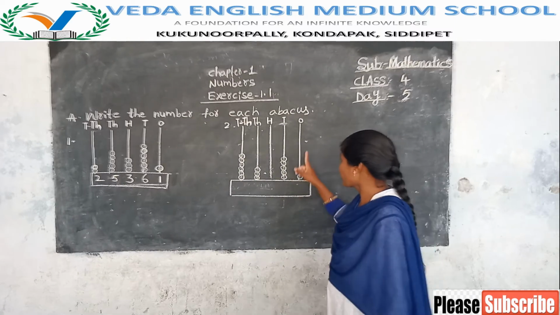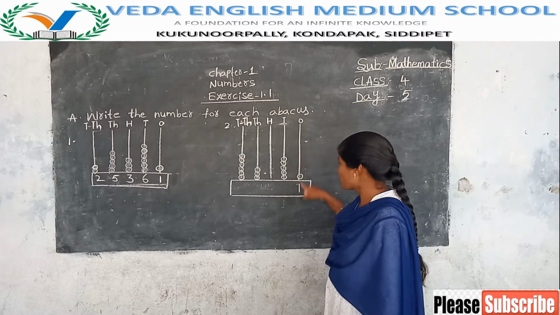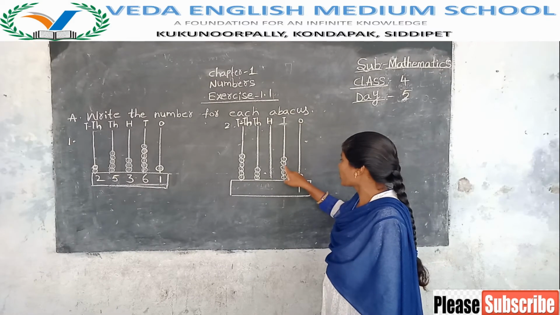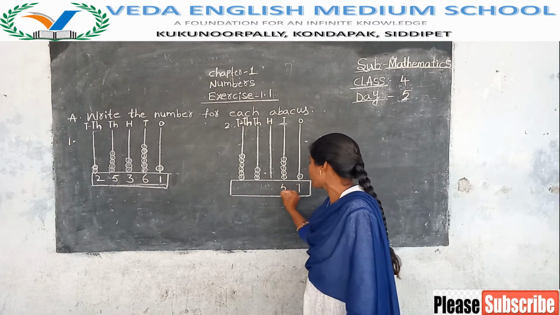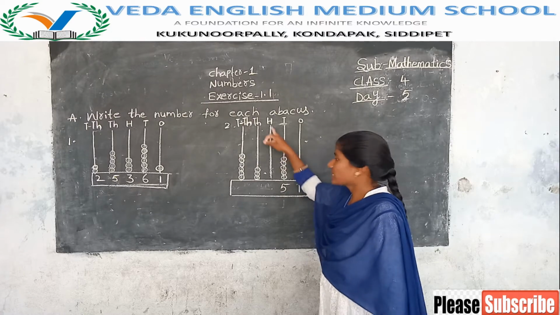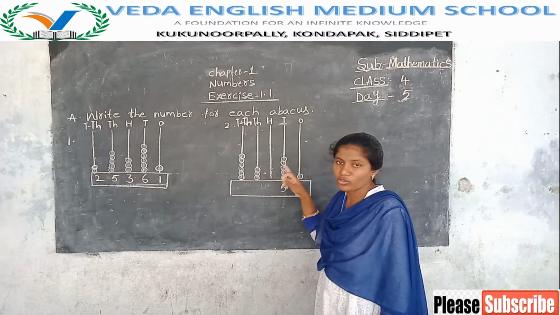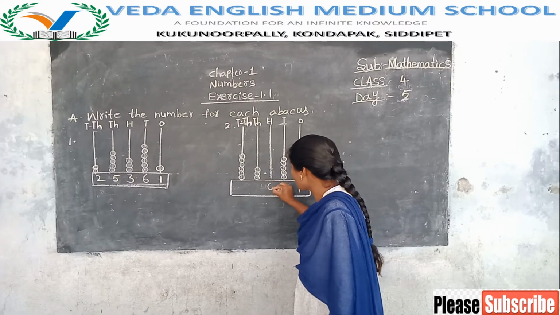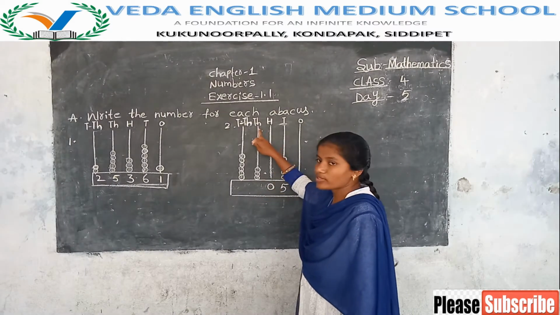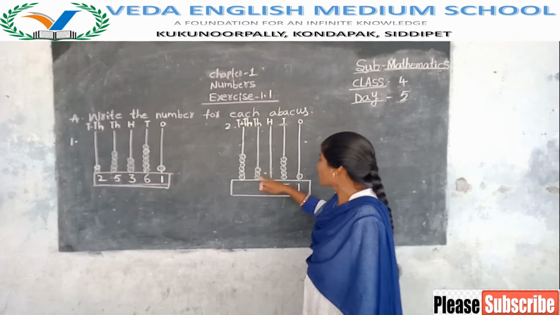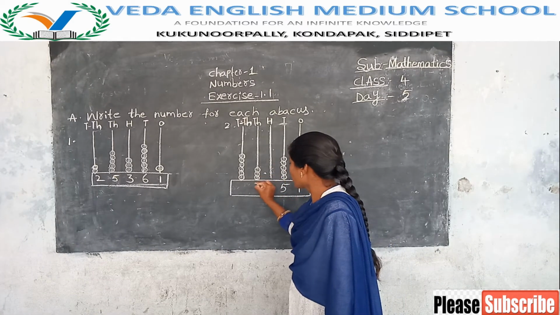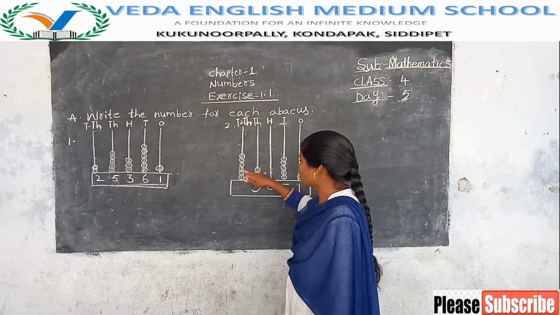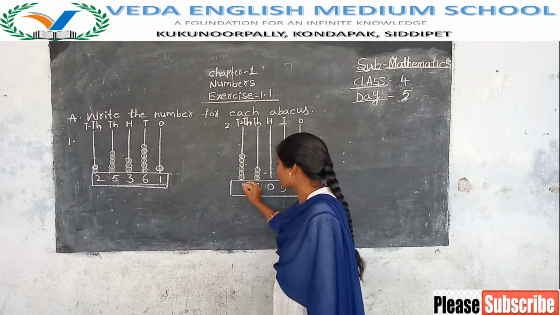How many beads are there? 1 in the ones place. Come to the tens place. How many beads are there? 1, 2, 3, 4, 5. 5 beads are there, so write here 5. Next, in hundreds place, how many beads are there? There are no beads, so don't count anything. If you don't have anything, then simply write 0. Then thousands place, how many beads are there? 3 are there. Next, 10,000: 1, 2, 3, 4, 5, 6.